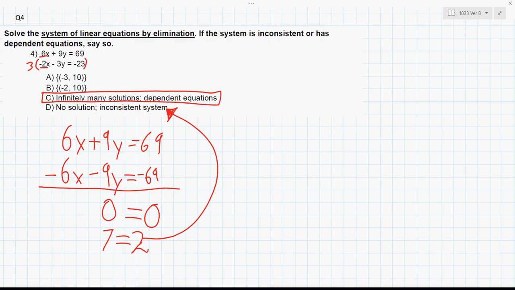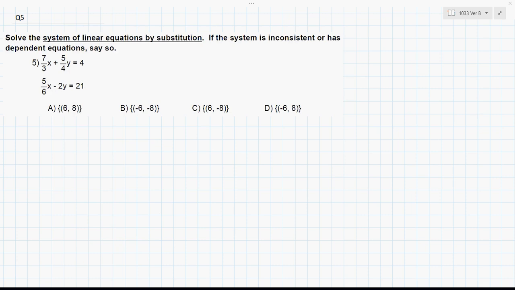Question 5, solve the system of linear equations by substitution. If the system is inconsistent or has dependent equations, say so. All right, so there's a lot of fractions. Which one do I want to plug in first?